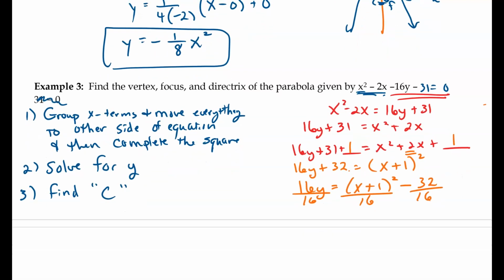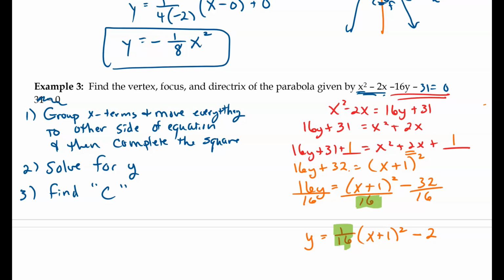What does that give us? Well, that gives us y equals, and I'm going to rewrite this, 1/16 times the quantity x plus 1 squared minus 2. Remember, I can rewrite this as a fraction, and you need to be able to do that so you can see it. So now we have this in standard form, or vertex form, of a parabola. So we should be able to pull out the cool information that helps us.